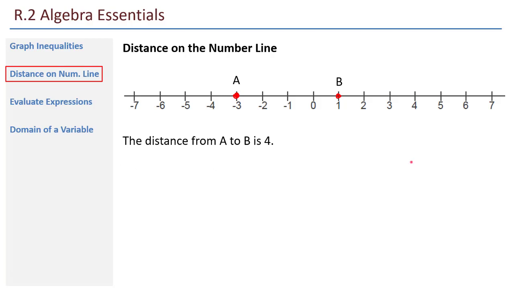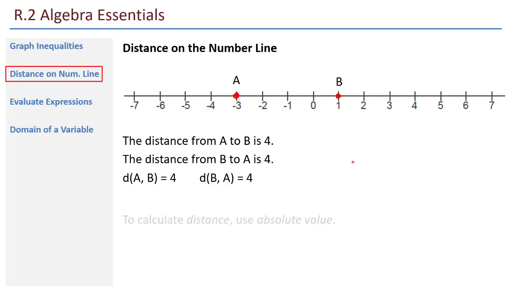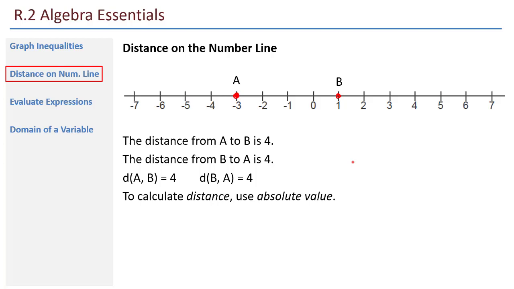And we could go in the opposite direction as well. The distance from B to A is 4. It doesn't really matter. Mathematically, how we denote distance is with a little d. So this notation, d parentheses a comma b, means the distance from A to B. And if I switch the A and the B around, the distance from B to A, obviously it's still 4. Well, what if I want to actually calculate with numbers, like the -3 and the 1?